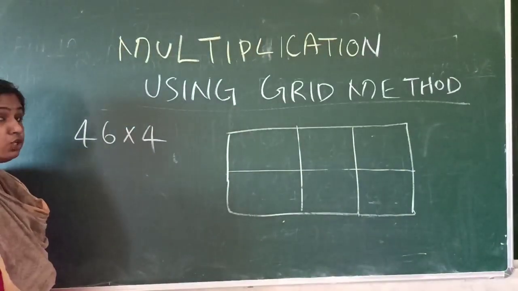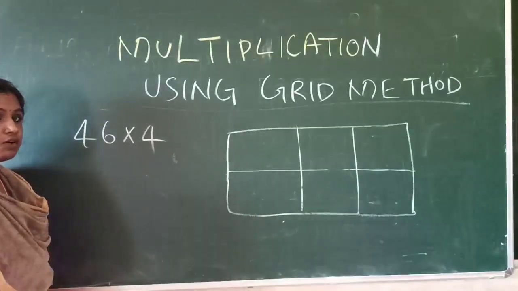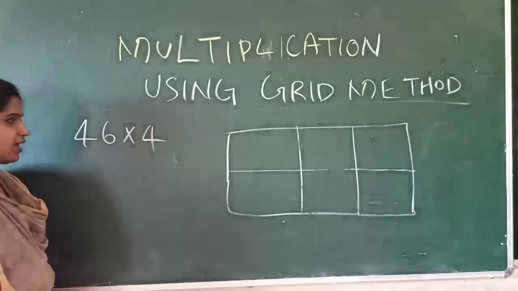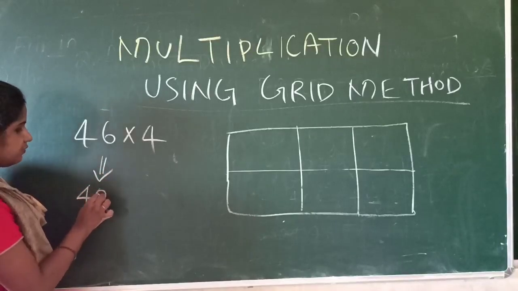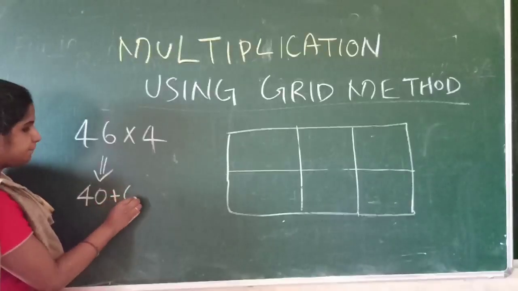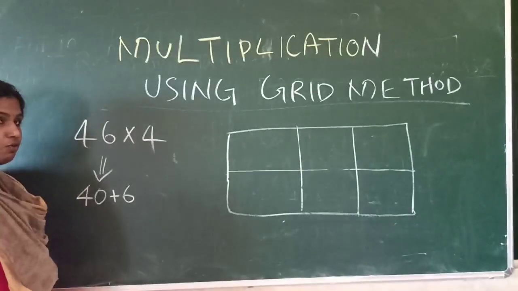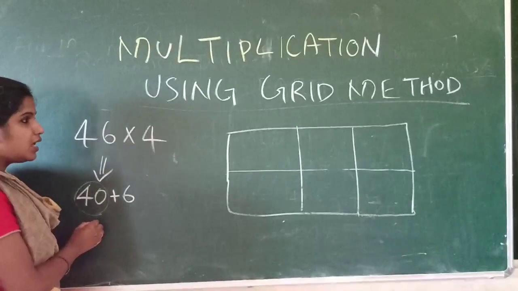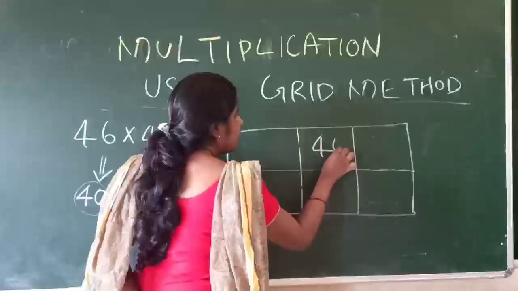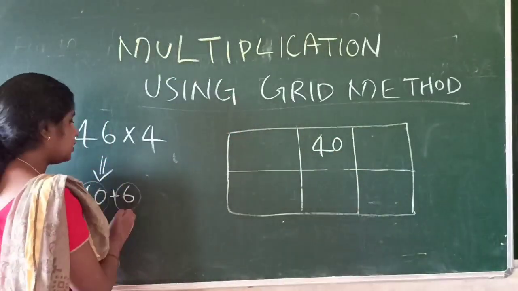If you still didn't get it, I will take another example. It is 46 into 4. 40 is here and this 6 is here.